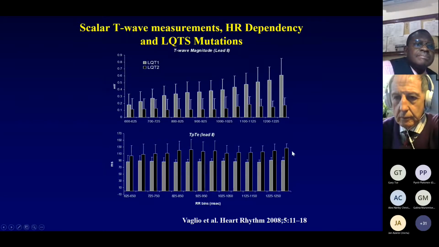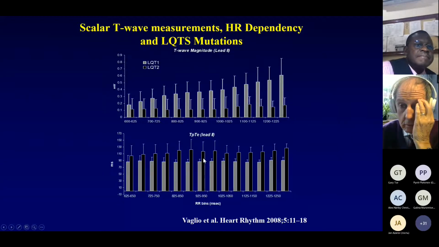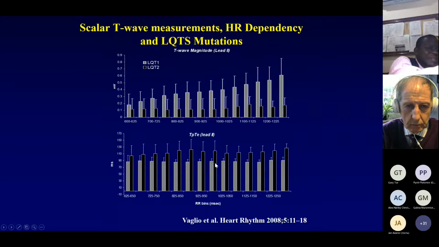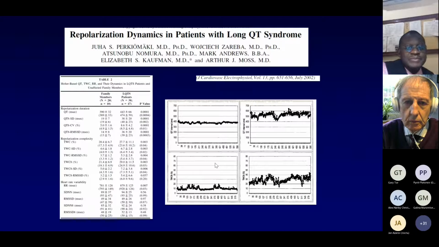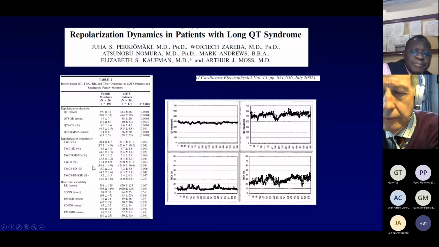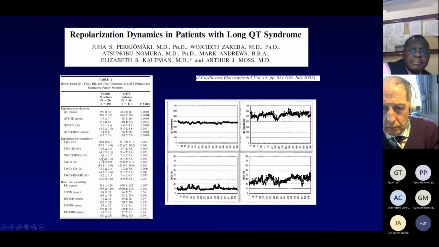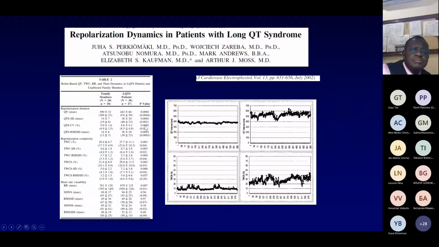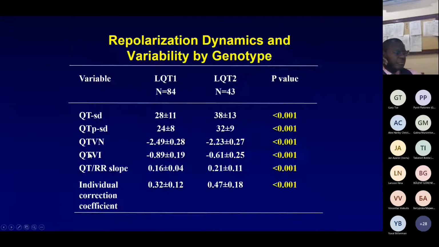T-peak to T-end seems to be not that responsive, and it should not even be considered for any correction, as some papers try to do from time to time. We also look at repolarization dynamics. Dr. Juha Perkiomaki spent some time with us several years ago, and we looked at a cohort of long QT patients versus non-carriers and healthy subjects, and we found that repolarization complexity was significantly different. We also looked at time and heart rate variability, but obviously repolarization duration and any measure of variability were higher, while repolarization complexity was another approach we exercised. So not only looking at morphology of amplitude of the T-wave, but looking at these additional changes may help.